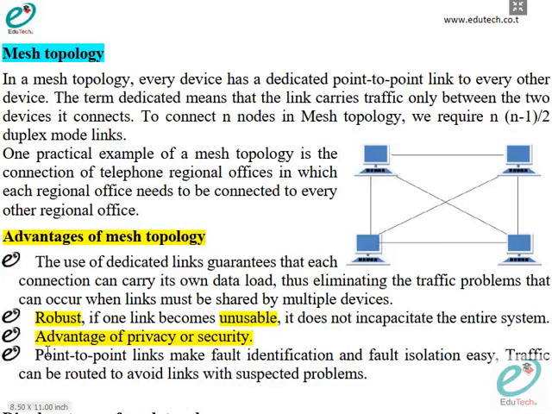Now, the other is that point-to-point links make fault identification and fault isolation easier, because you may be in a position to isolate and identify wherever the fault is. In mesh, you know this device cannot communicate with this one. Therefore, the problem is only between this device and this device. You don't need to go through the entire network. You only target which devices are not able to communicate, and that is where you realize the fault is.